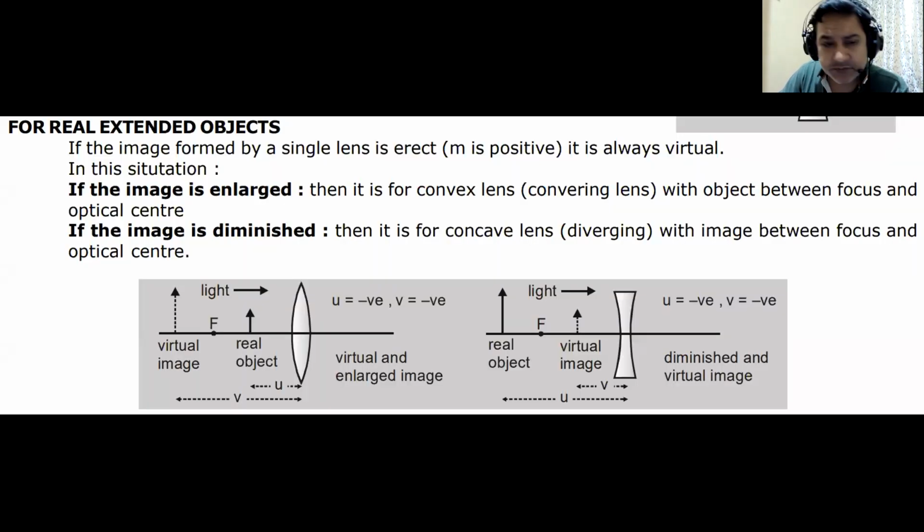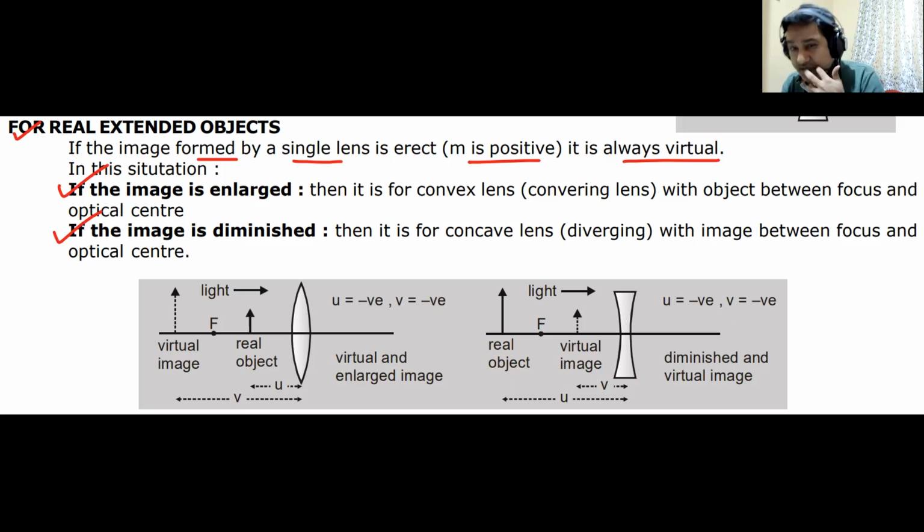Well then, we move on to this again. The same thing is being repeated here, but I've seen the same question come many times in the exam, and that is why we need to see it. If the object is real and the image formed by one lens is virtual, then we can identify whether it is a convex lens or a concave lens.